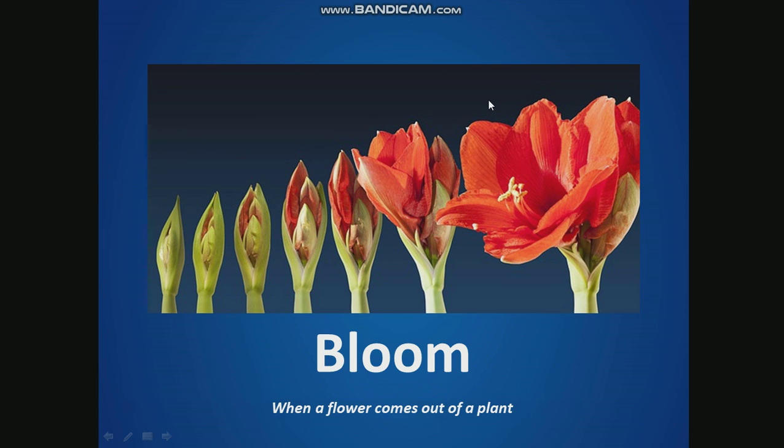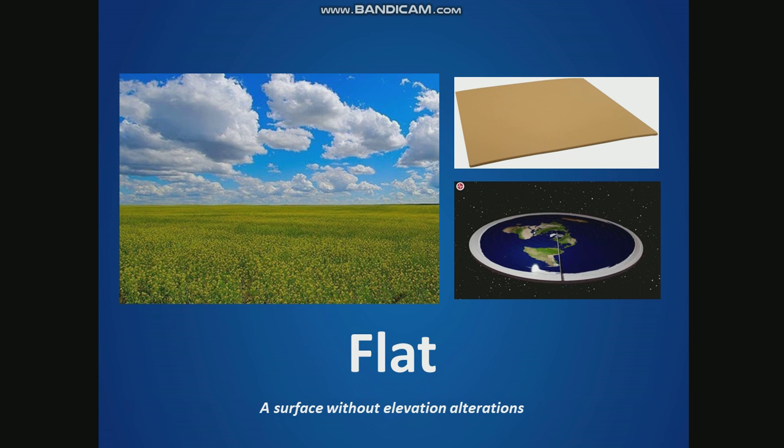Okay, now bloom. Bloom is when a flower comes out of a plant. I believe in Portuguese the word for this is florescer. Bloomed is the past, and blooming is the present continuous. For example, this is a photo of a plant blooming, in the process of blooming. Flat. Flat is a surface without any alterations in the elevation. For example, this is a flat surface. It's flat land. Some people think the earth is flat. A flat earth would look like this.